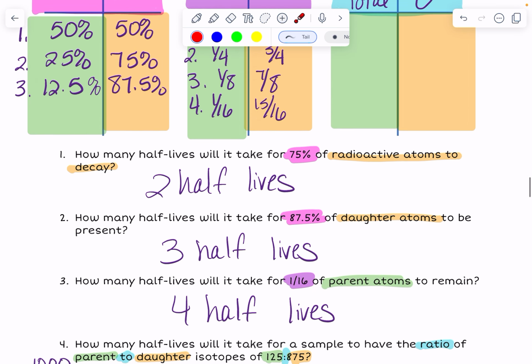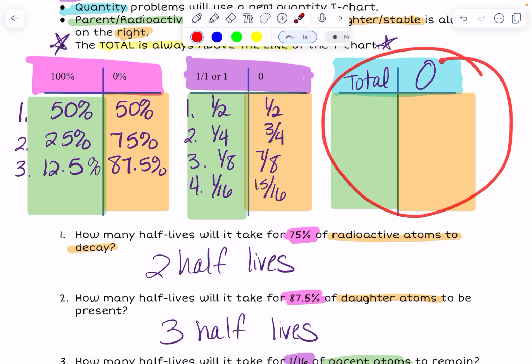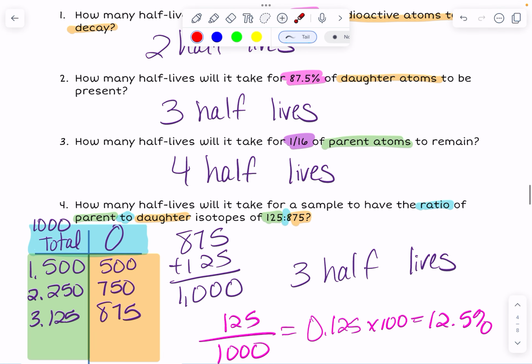So let's do this quantity one. So what I did was I grabbed this image with my select tool up there, and I pasted it right down here, okay? And so when it's talking about a ratio of parent to daughter isotopes, it's giving me each piece. So in order to fill out my T-chart, I have to know the total. So I took 875 plus 125 to get 1,000. 1,000 is what goes up here.